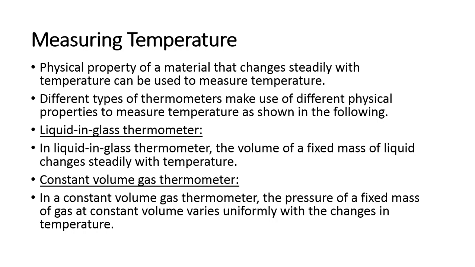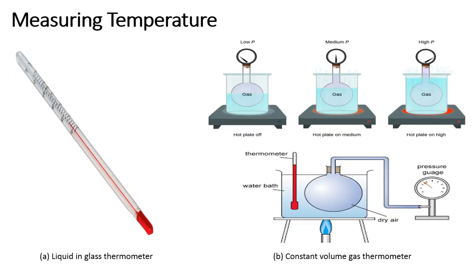The second is the constant volume gas thermometer. In a constant volume gas thermometer, the pressure of a fixed mass of gas at constant volume varies uniformly with changes in temperature. So in the liquid in glass thermometer, they have put a fixed mass of liquid, and in the constant volume gas thermometer, they have put a fixed mass of gas in that thermometer. Let's look at this example.